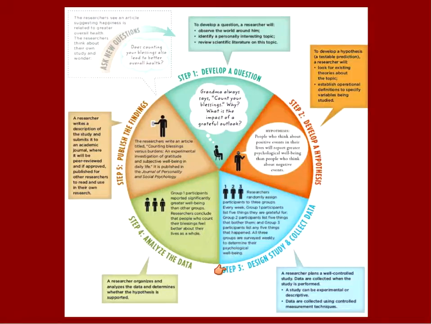Step 3, let's design the actual study. So I plan a well-controlled study. Data are collected when the study is performed. All right, so in this case, researchers randomly assign participants to one of 3 groups. Group 1 lists 5 things they're grateful for. Group 2 lists 5 things that bug them. And Group 3 lists any 5 things that happened to them. Okay. Then we also survey them each week to determine their psychological well-being. How are they doing in terms of anxiety, depression, and other things like that?